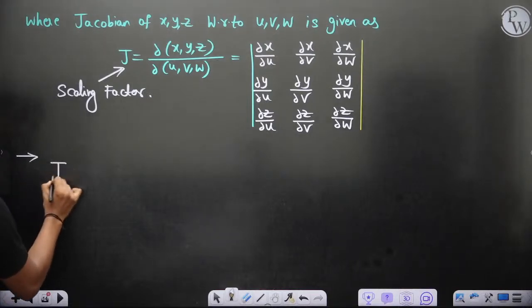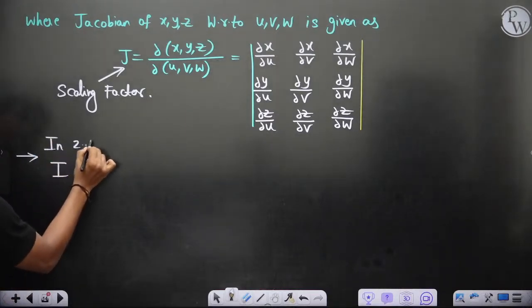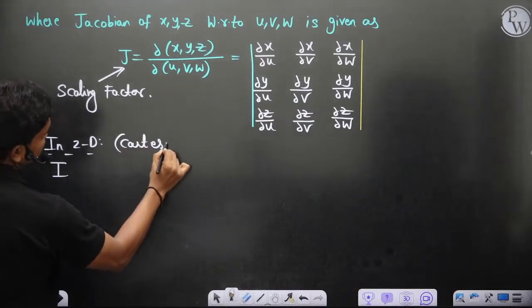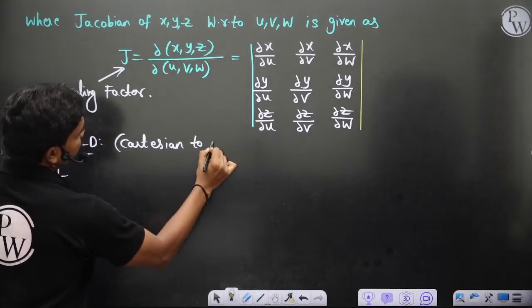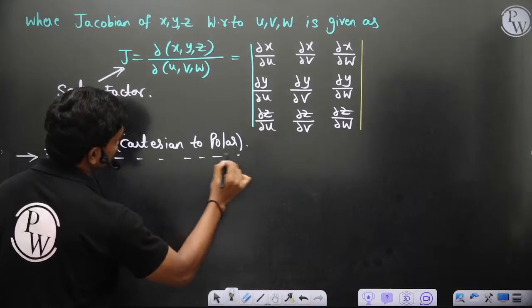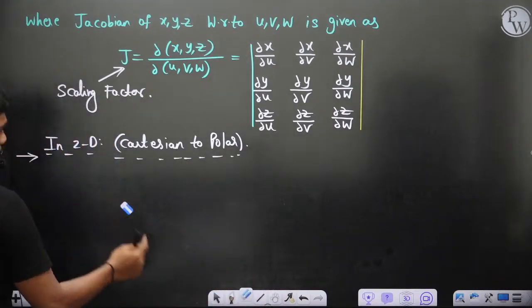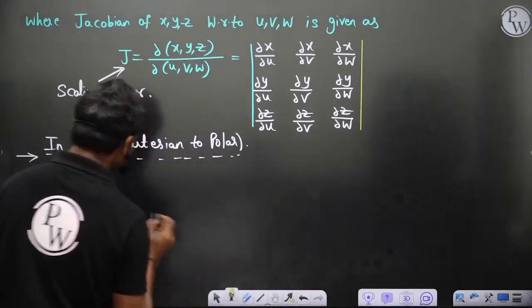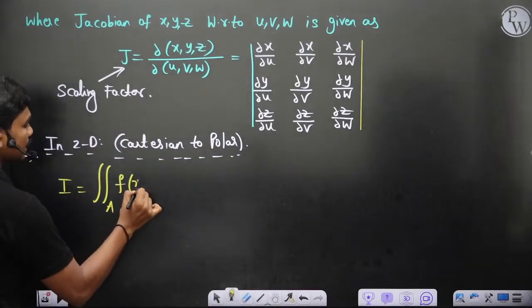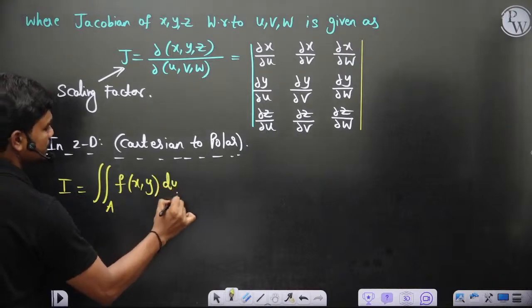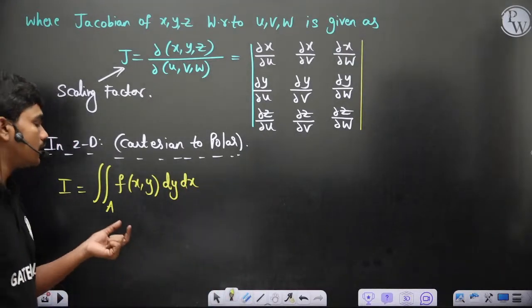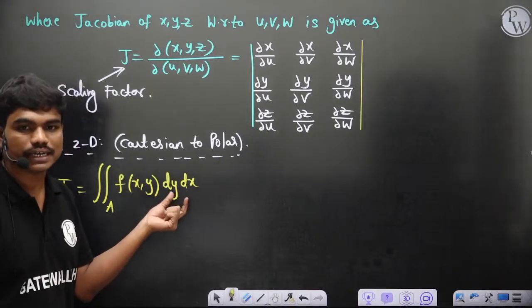If you have, let's say in 2D, the conversion from Cartesian to polar coordinates, you will observe something. I is equal to the integral over A of f of x comma y dy dx, or dx dy, whatever. This dy dx is basically dA, of course.